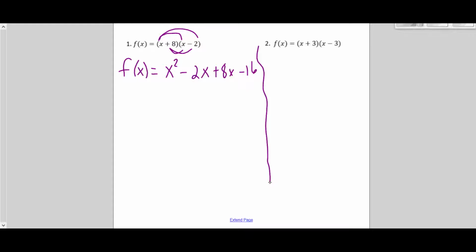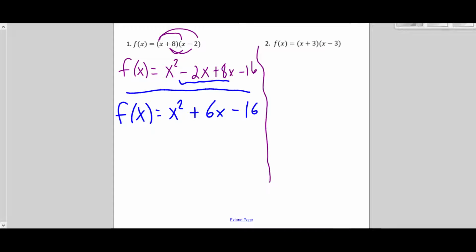Now I'm going to combine the like terms. So this will be f of x equals x squared. Negative 2x plus 8x is positive 6x minus 16. So this is what you could think of as called the expanded form of this multiplication. I distributed and I did my FOIL to multiply.